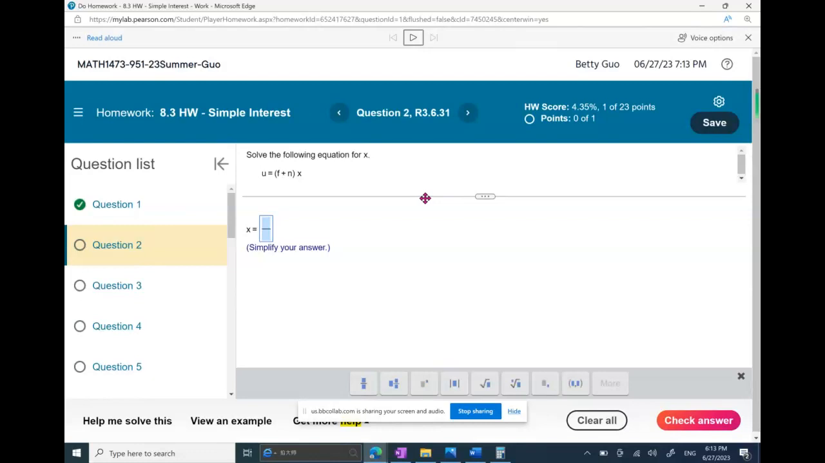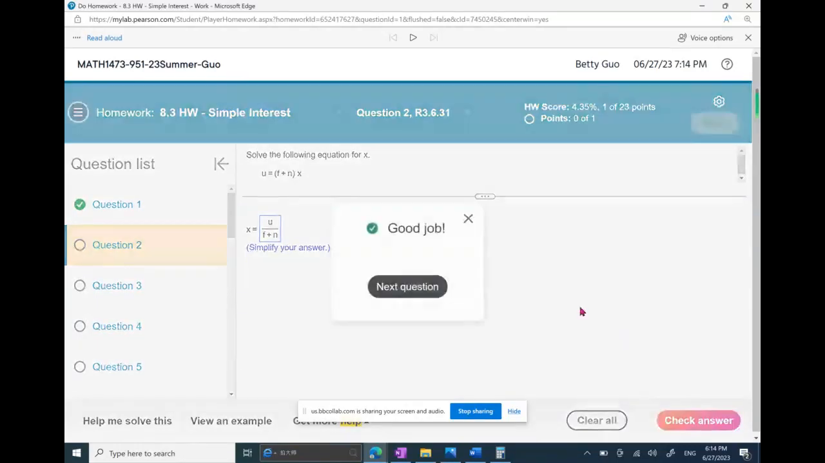Oh, I accidentally started the voice option. Okay, so this is a U, and the denominator is F plus N. Right? Any questions about number 2? I'm going to count to 3. If you do not respond, I'll just keep going to the next question. 1, 2, 3. Okay.